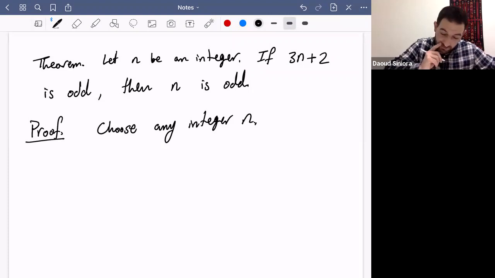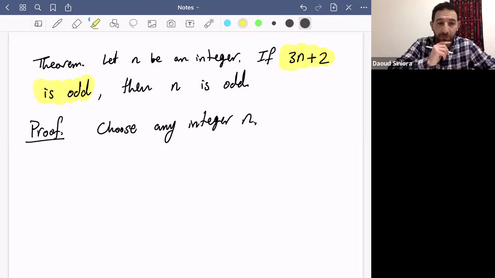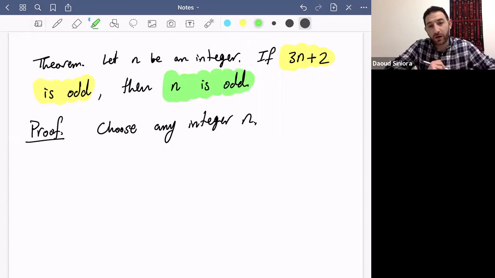So what is the conditional statement? This is the hypothesis of the conditional statement, 3n plus 2 is odd. And this is the conclusion of it, n is odd. Now I'll let you try to prove it by a direct proof. Assume the hypothesis, show the conclusion.